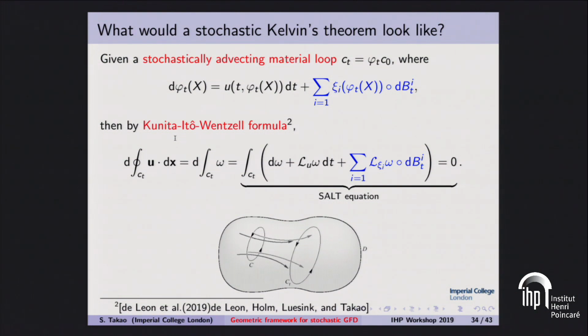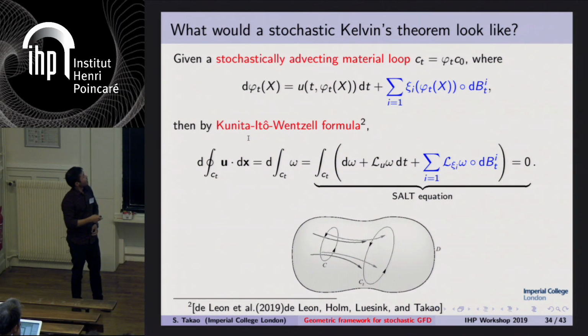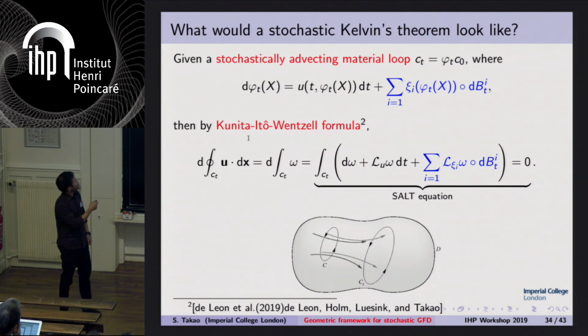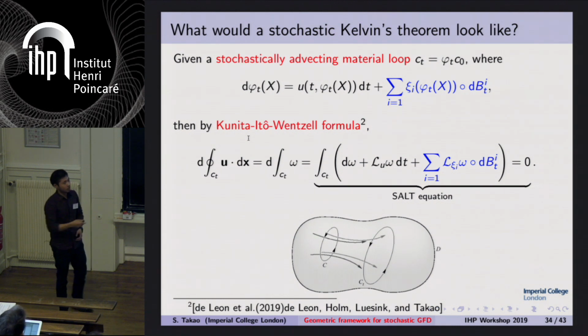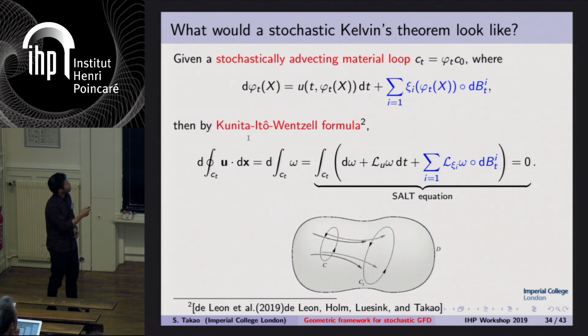Right, so now your stochastic path is being advected along a stochastic Lagrangian path, which is given by the stochastic differential equation here. If you want to compute the evolution of the circulation, we use the Stokes theorem to go from the velocity interpretation to the vorticity interpretation of your circulation. Then we use the Kunita-Ito-Wenzel formula, a generalization of the chain rule for stochastic processes on tensor fields, to get this. So inside the integrand, you have this expression here.